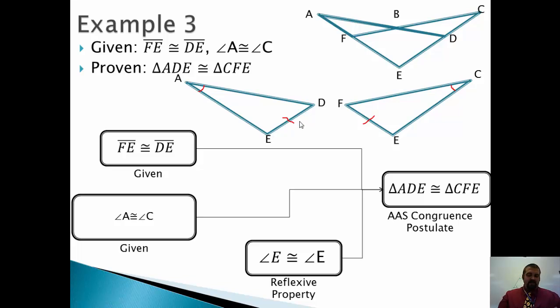At this point, you should now know the 5 ways to show triangles are congruent, the 5 shortcuts. You should know which 2 will not work for you. And you should be able to do a few types of flow proofs.